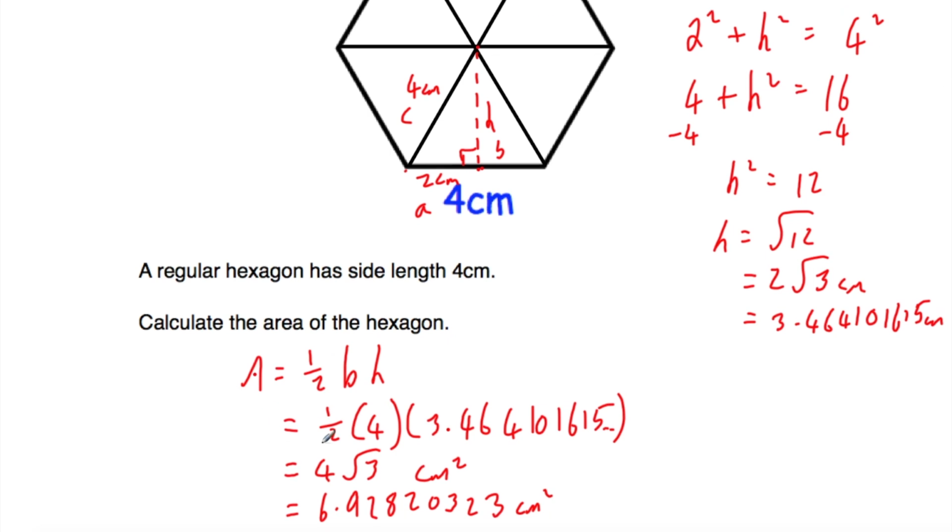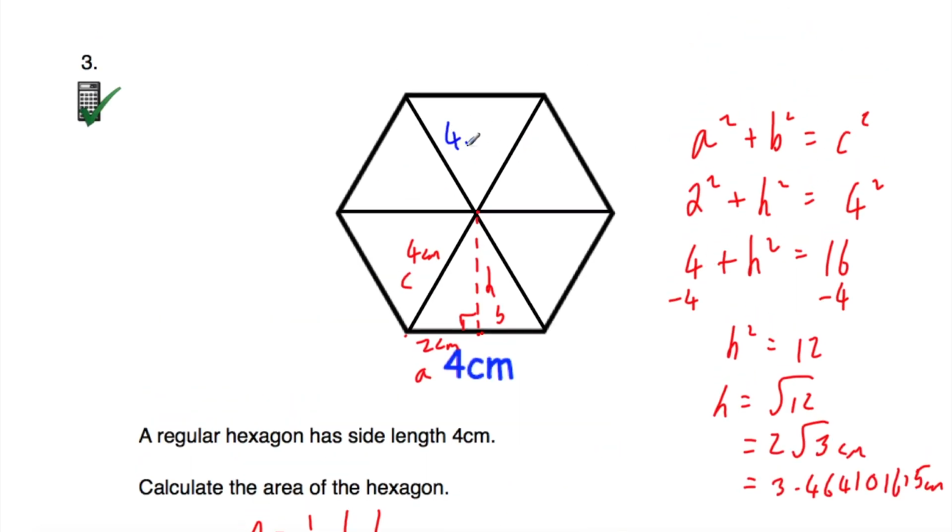So I'm actually going to use the exact value, 4 root 3. So the area for this triangle is 4 root 3. The area for this one is 4 root 3. The area for this one is 4 root 3 centimeters squared. The area of this whole triangle is 4 root 3 centimeters squared, 4 root 3 and 4 root 3.